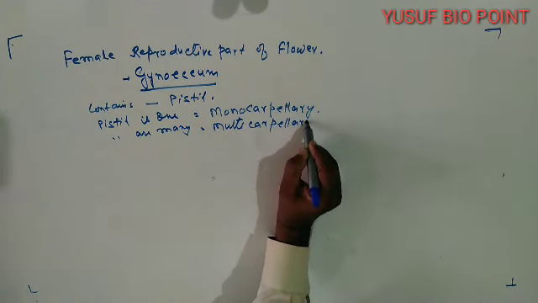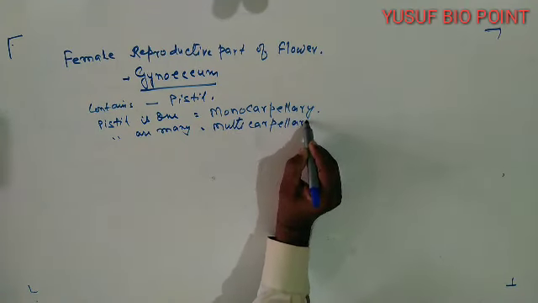Now, next we shall discuss the structure of megasporangium. The megasporangium is attached to the placenta by funicle. This is the funicle by which the ovule is attached to the placenta.